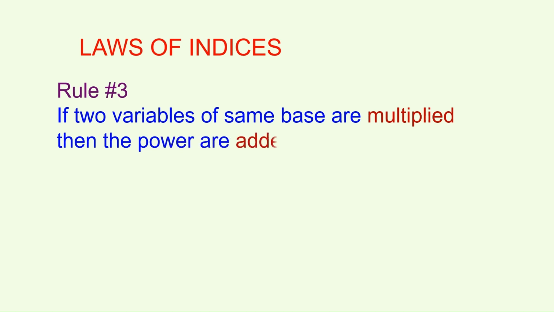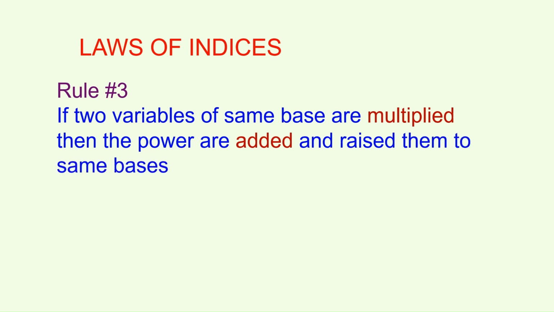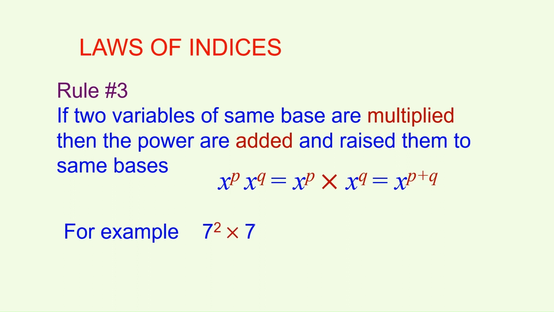Rule number 3. If two variables of the same base are multiplied, then the powers are added and raised to the same base. x to the power of p times x to the power of q equals x to the power of p plus q. Other example. 7 to the power of 2 times 7 to the power of 3 is equal to 7 to the power of 5. y to the power of 2 times y to the power of 3 equals y to the power of 5.